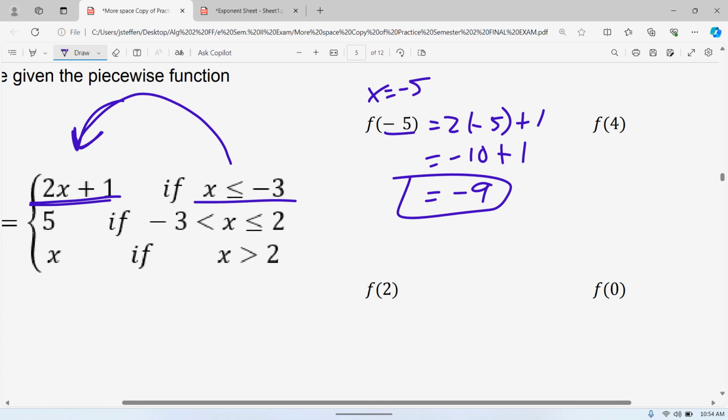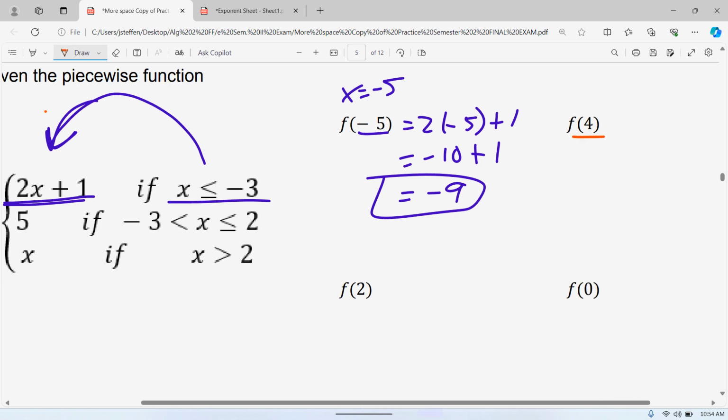The f of, let's go ahead and do 4. 4, well, that's bigger than 2. Now we use this formula. Well, it's just x, which means you put 4 in for that, so you end up getting 4.